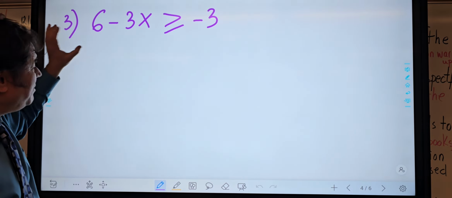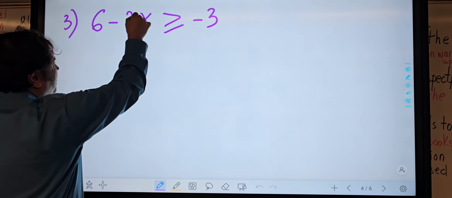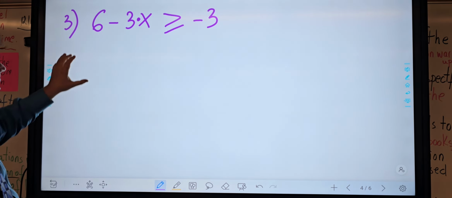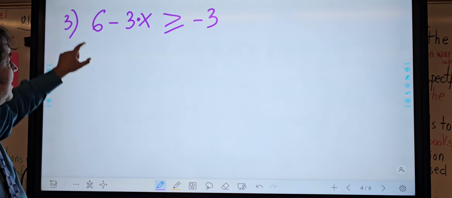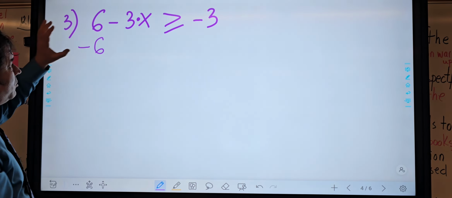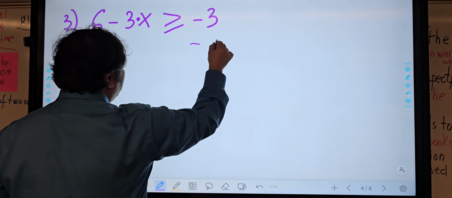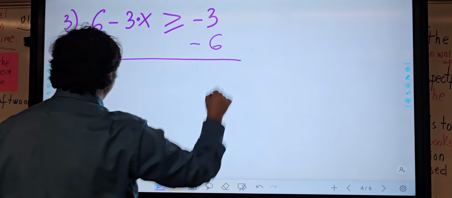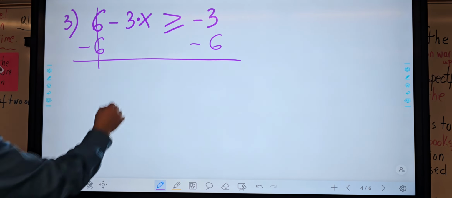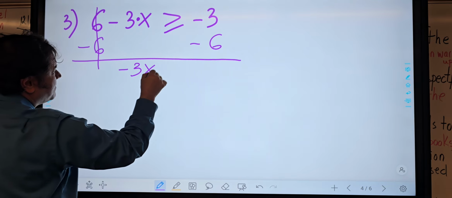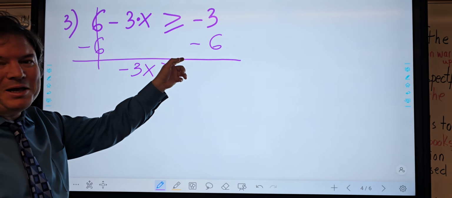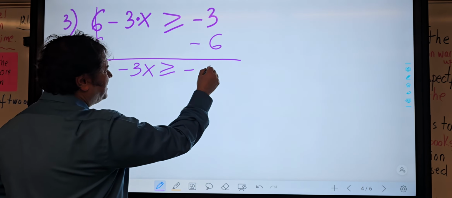Okay? So be very, very careful here because we have negative 3 times x, remember? And then we would have to use the reverse order of operations by subtracting 6 first on both sides. Whatever we do to this side, we are going to do to the other side. Right? 6 minus 6 canceled out. Now we are left over with negative 3x greater than or equal to negative 3 combined with negative 6 becomes negative 9.